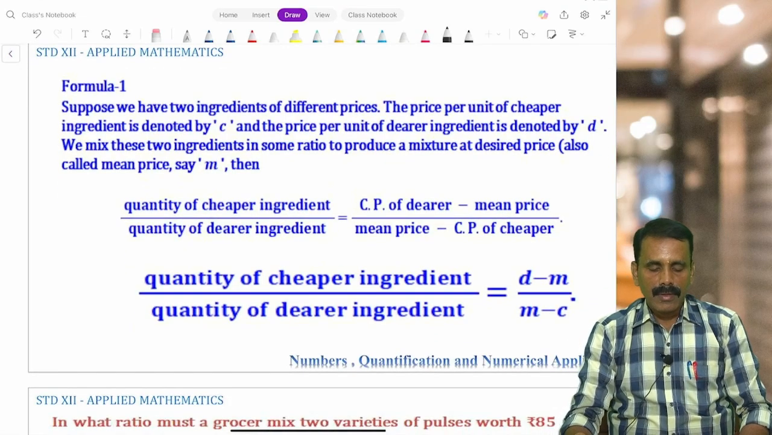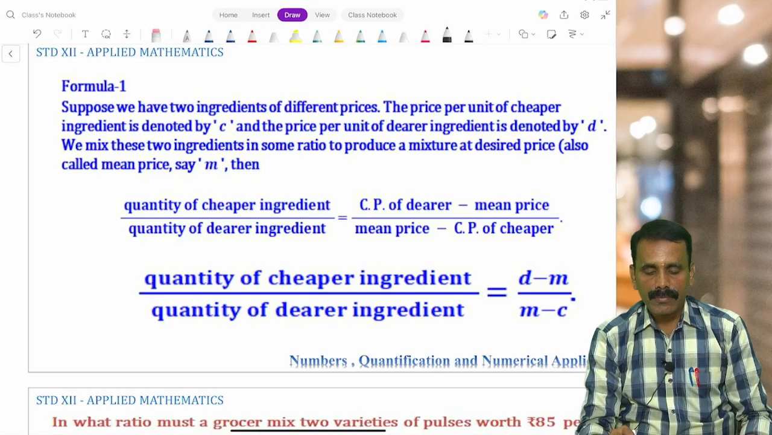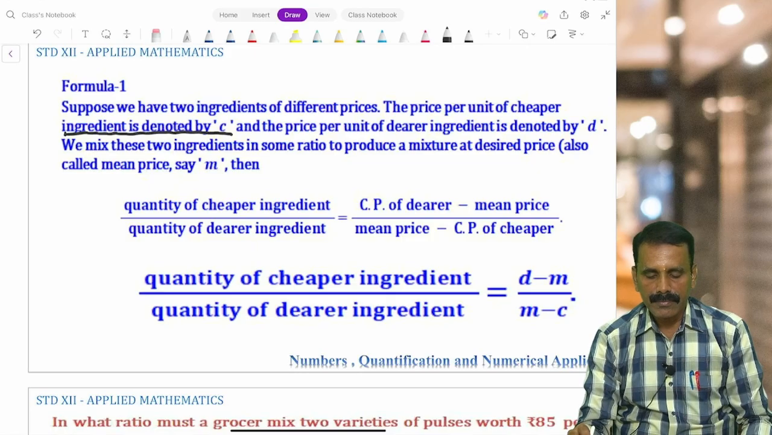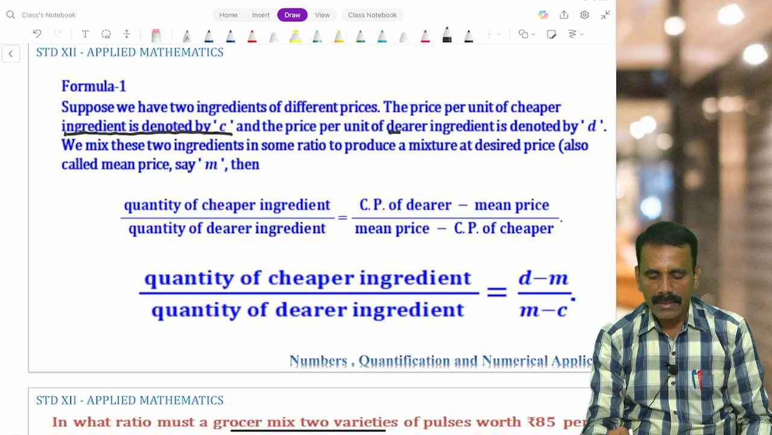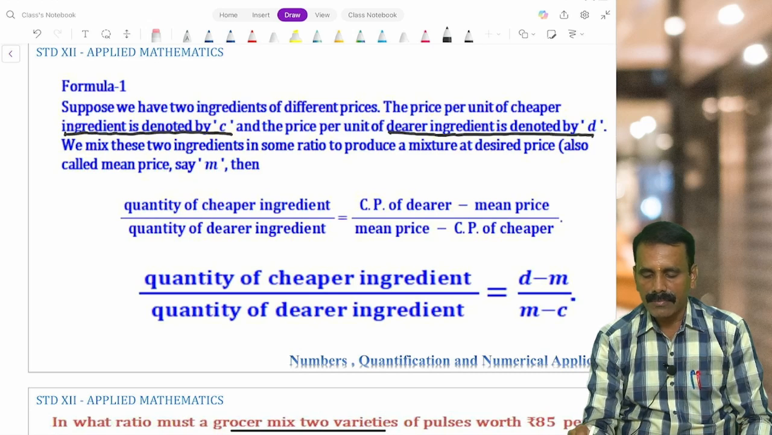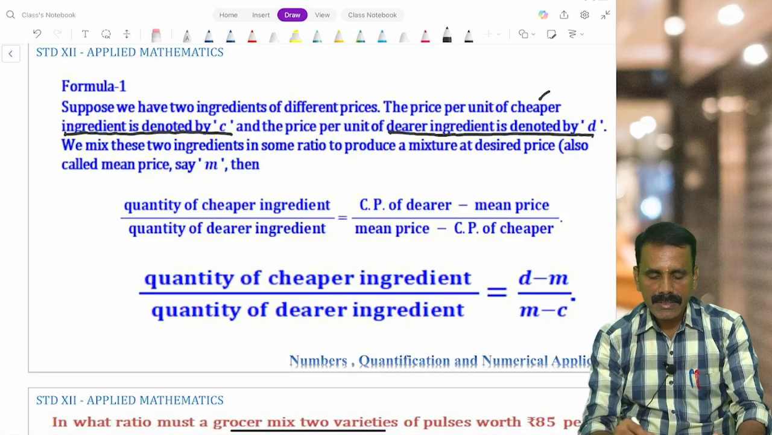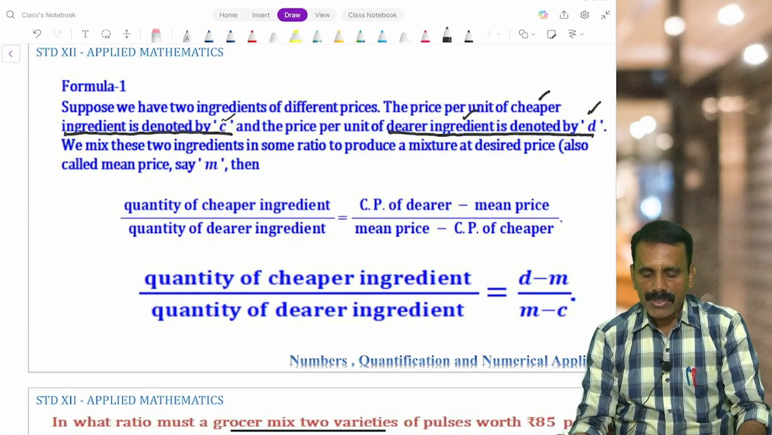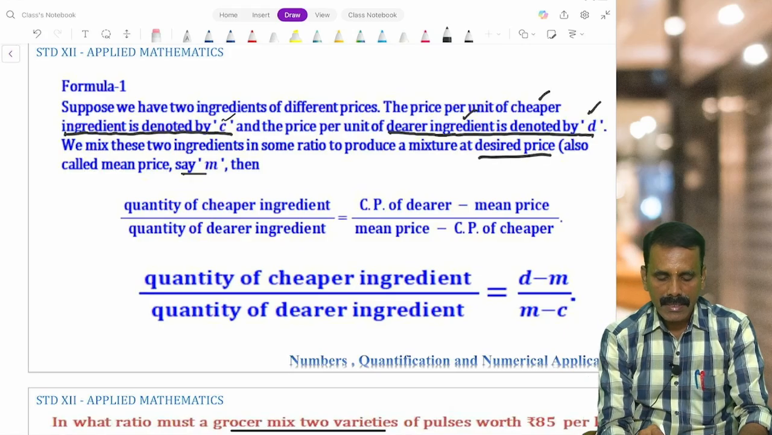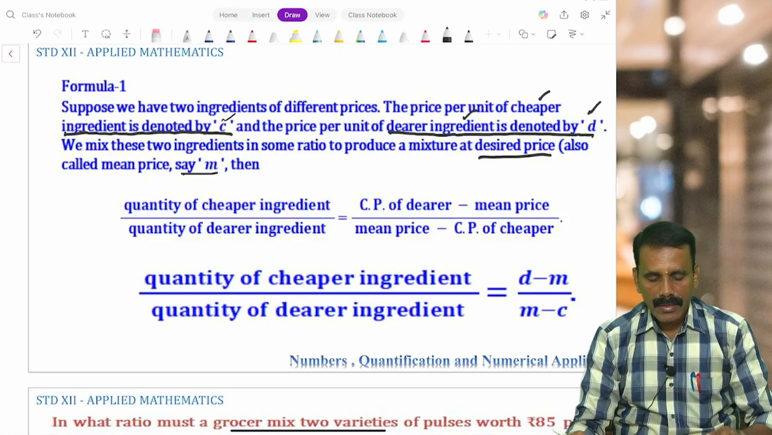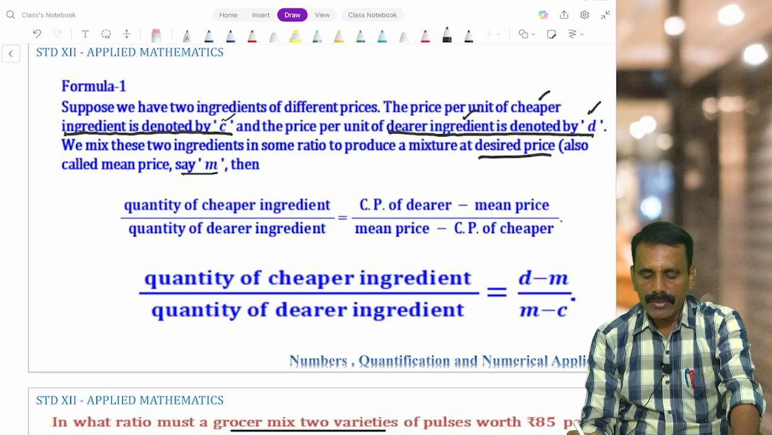For example, if you have two ingredients of different prices, the price per unit of the cheaper ingredient is denoted by C, and the price per unit of the dearer, that is, a little bit costlier, is denoted by D. And we are going to mix these two products, the cheaper product with price C and the dearer product at price D, to get a mixture whose desired price is M. So in which ratio we have to mix both the ingredients? This is the formula we are going to use.